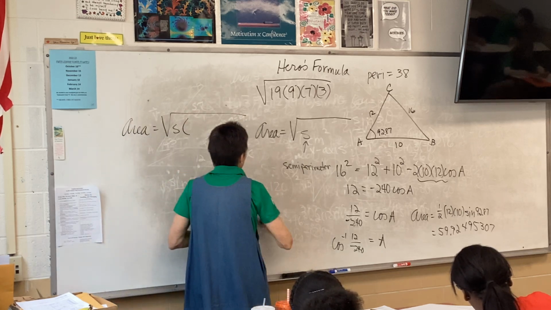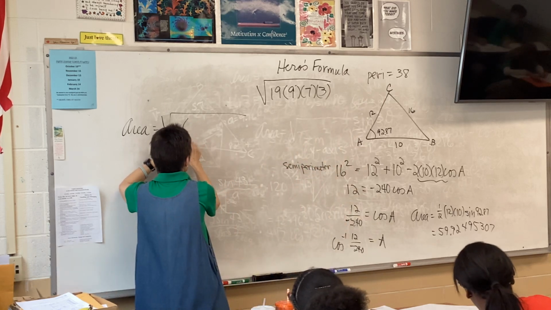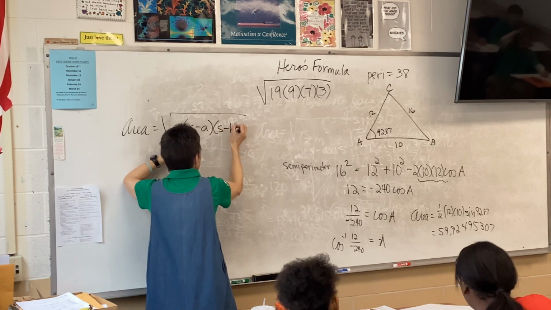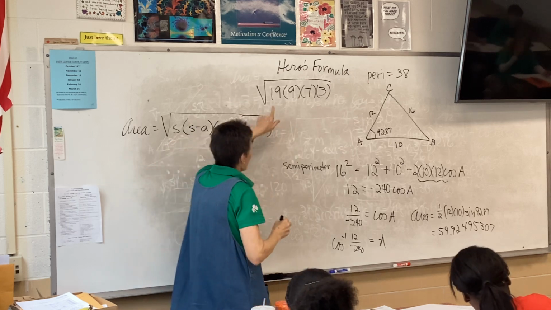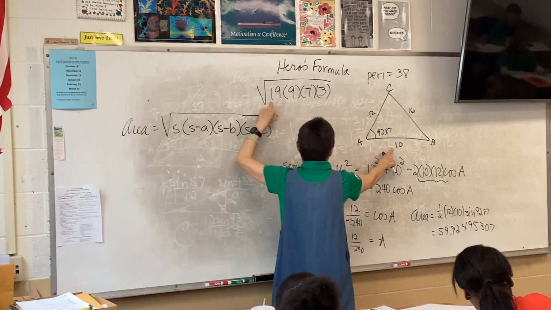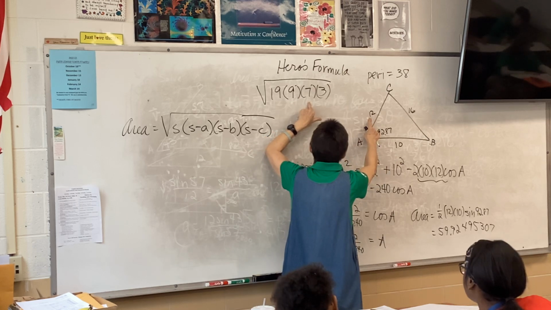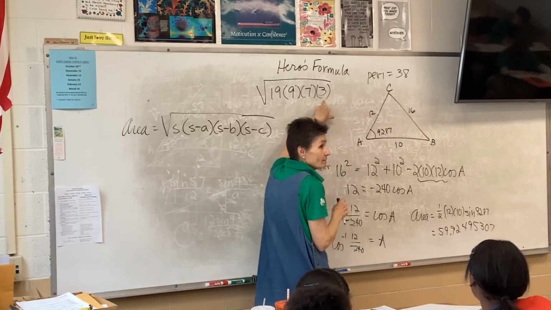Then we're going to take that number, that semi-perimeter, and we are going to subtract each side of the triangle. So 19 minus 10 is 9. 19 minus 12 is 7, and 19 minus 16 is 3.